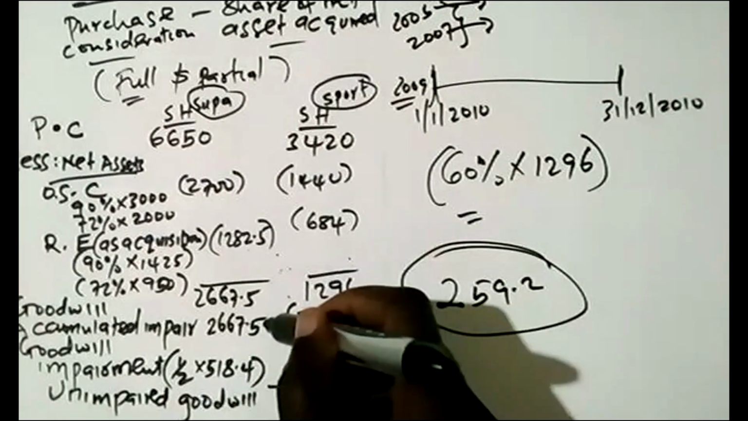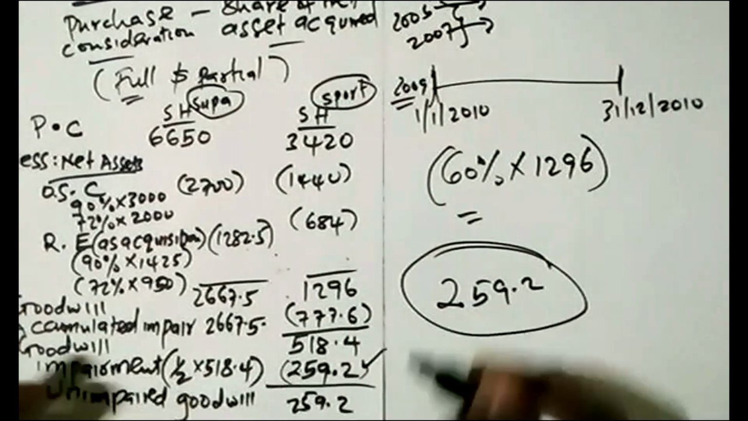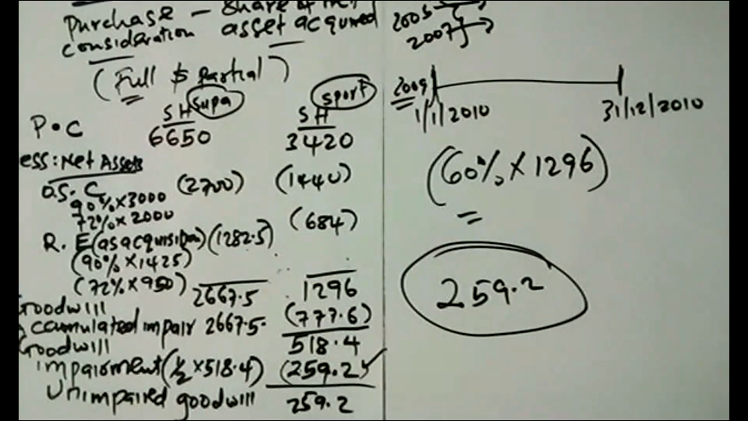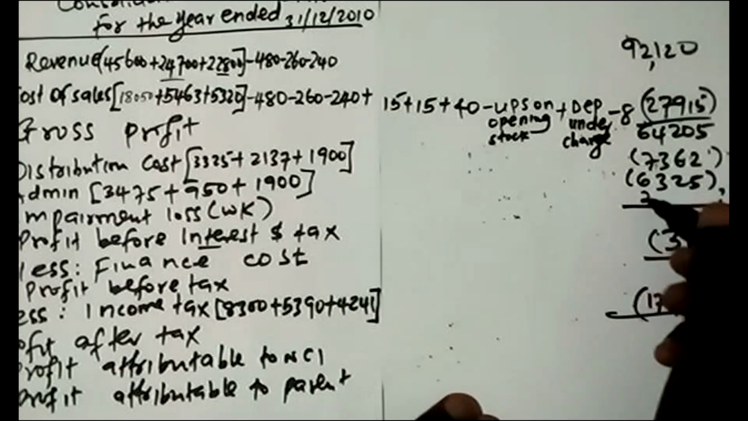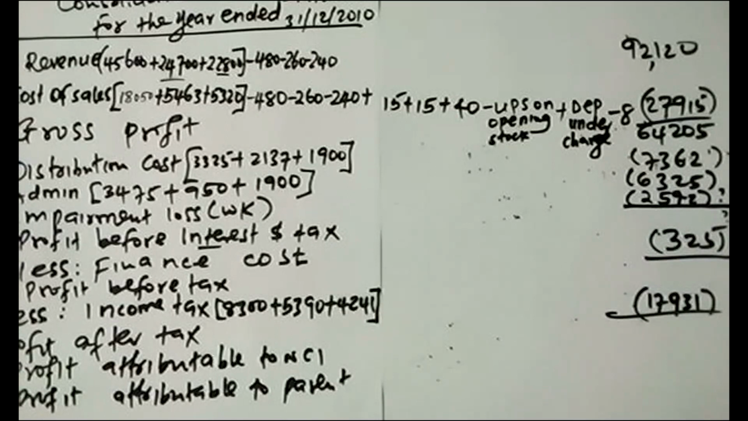Because the other one, the 2667.5, the entire goodwill was impaired by 2009 before we even come to 2010. But for Sport, after 60% was impaired by 2009, the additional half of the goodwill was impaired in 2010. So when I go to my income statement, what I record as impairment is 259.2. So now we can get everything up to the profit after tax.